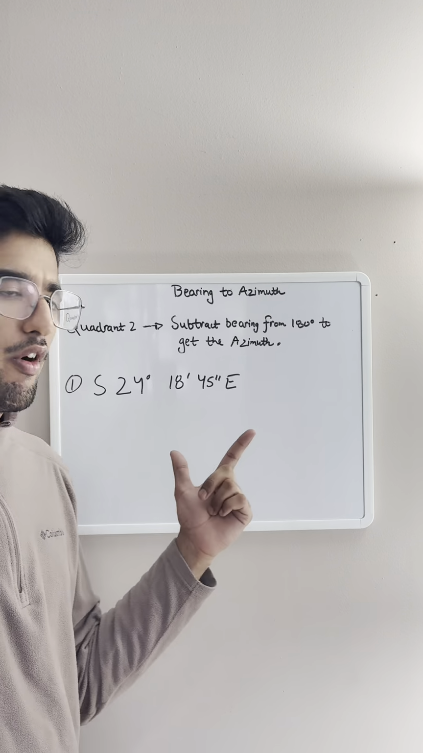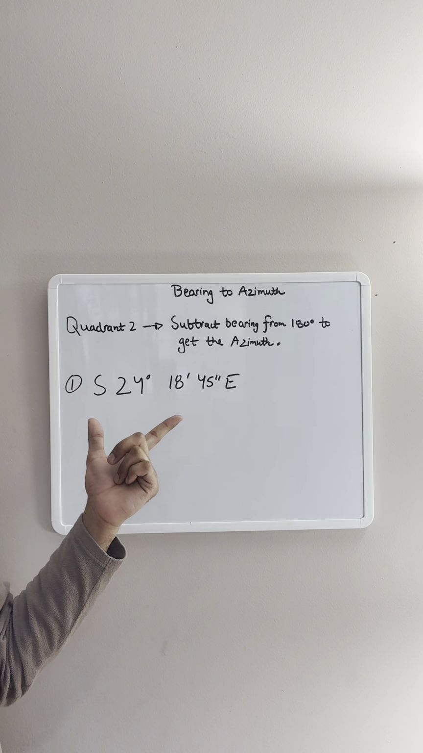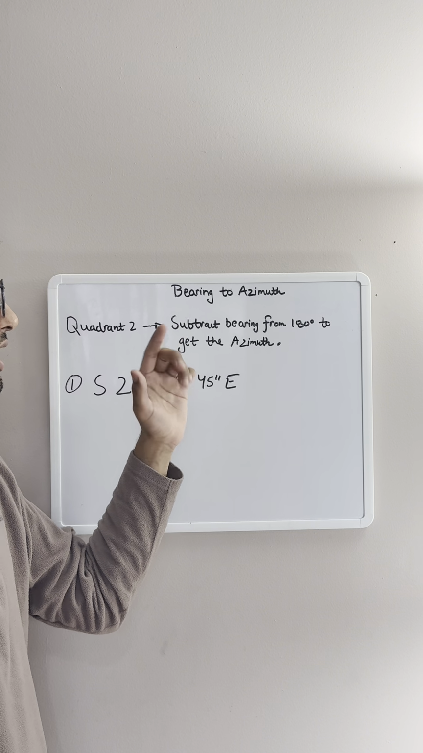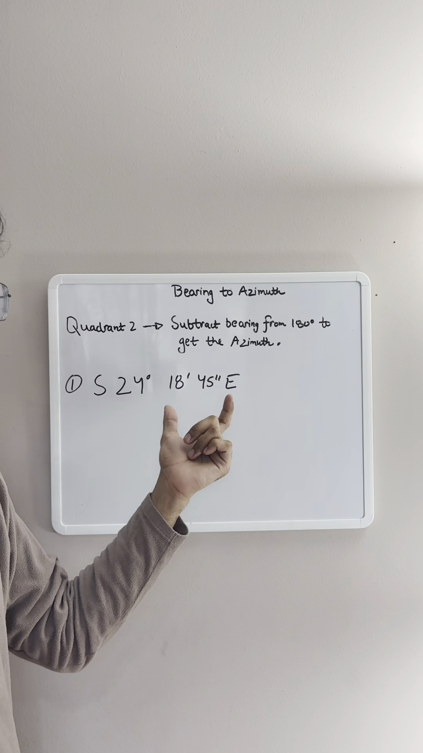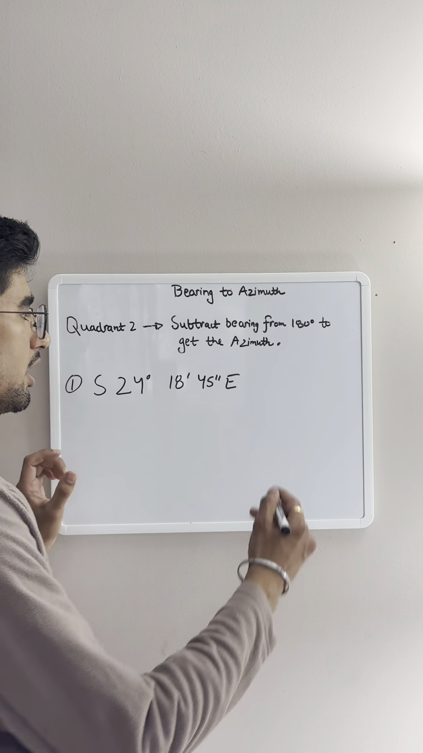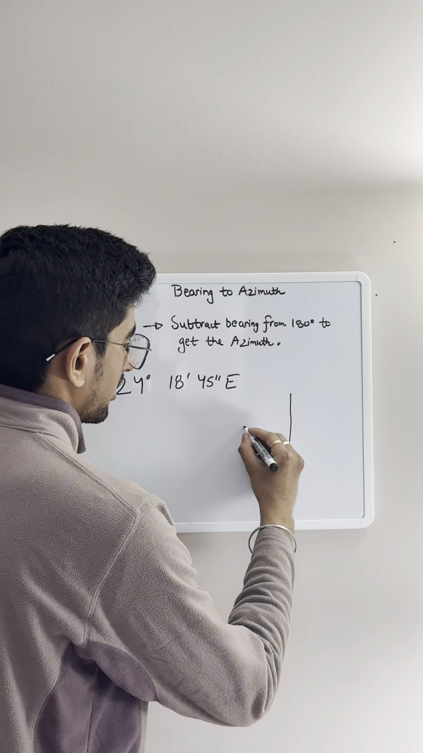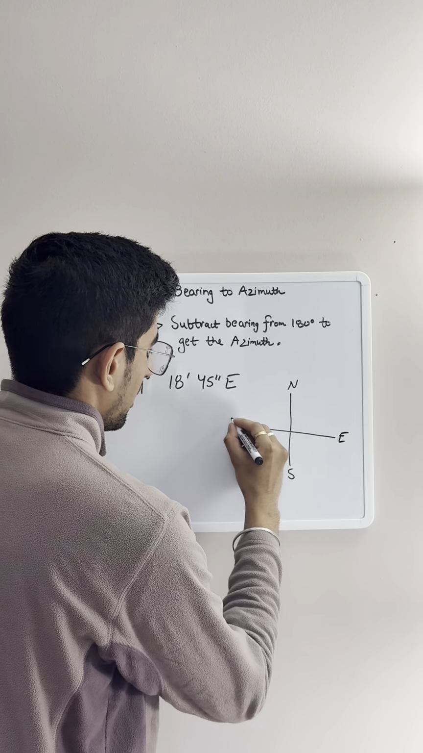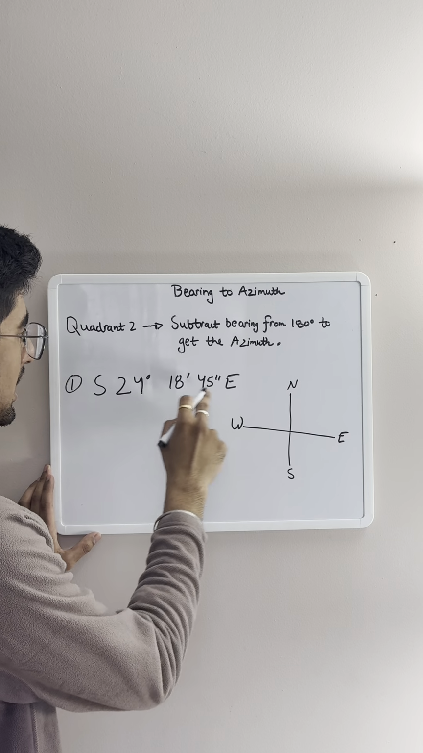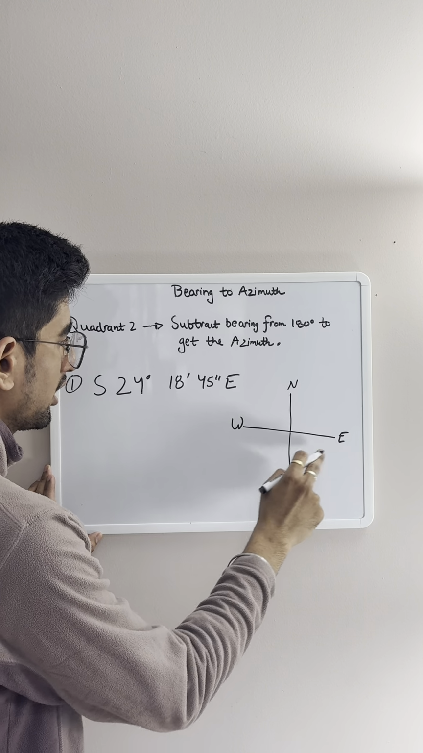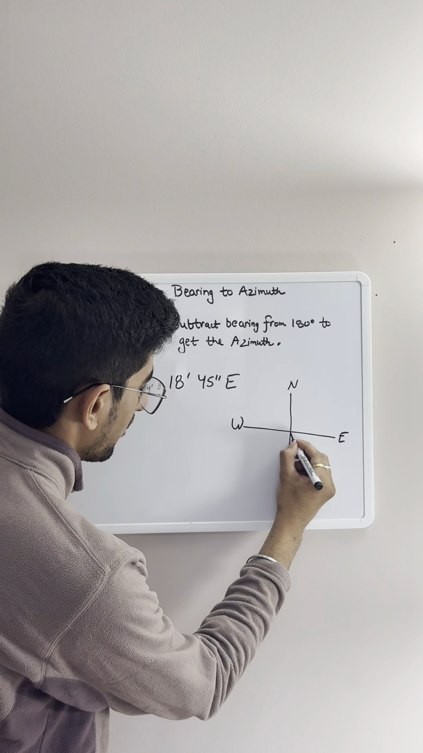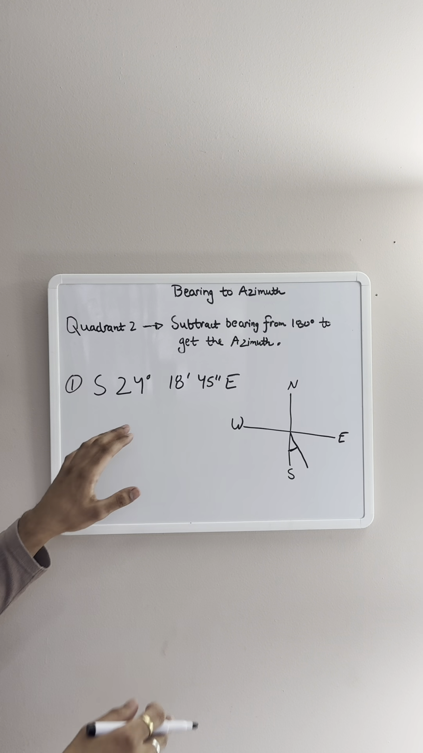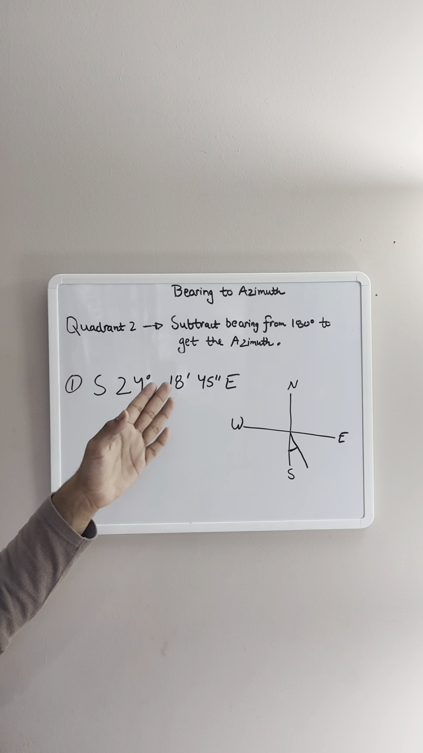Moving forward, when we have the line in quadrant 2, we just need to subtract the given bearing from 180 degrees to get the azimuth, and we drop the two letters. Here we will make a quadrant diagram. This is north, this is south, east, and west. This is south east, 24 degrees, somewhere here. That's our given bearing, and we have to convert it into an azimuth.